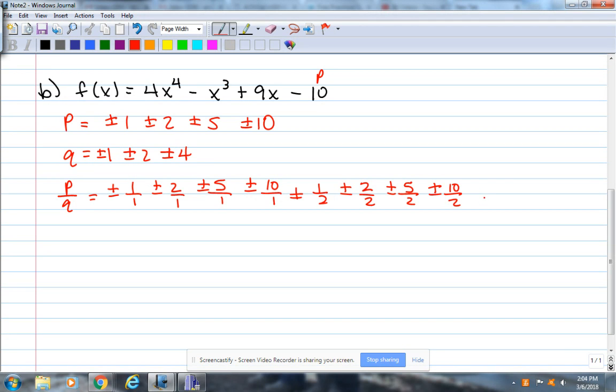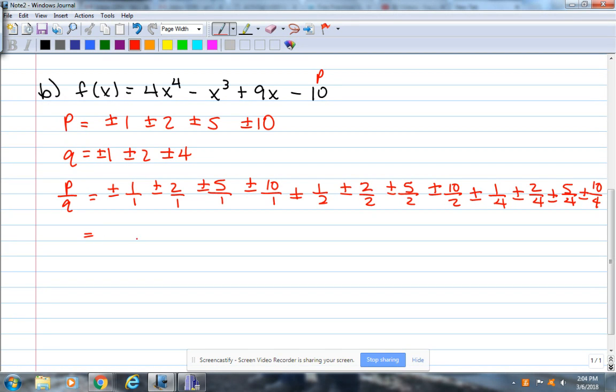And then last I put all of my p's over 4. So plus and minus 1 over 4, plus and minus 2 over 4, and plus and minus 5 over 4, and plus and minus 10 over 4. Now, y'all might be noticing that some of these are repeated, right? Because 2 over 2, for instance, equals what? 1. So my last step is to simplify all my fractions, and we'll notice that some of them are repeated. So if they're repeated, we just leave them out one time, okay?